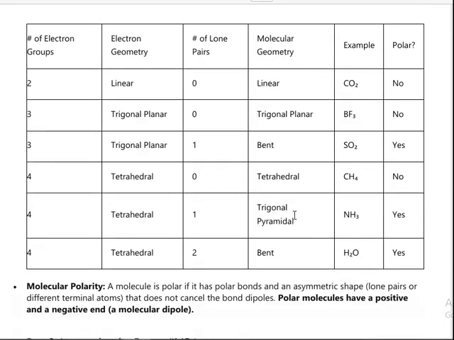NH3 is trigonal pyramidal in shape. H2O is bent. Kindly get acquainted with that, and you should also know their polarity. CO2 is non-polar, BF3 is non-polar, SO2 is polar, CH4 is non-polar, NH3 is polar, H2O is polar. So that's water. You should take note of that.